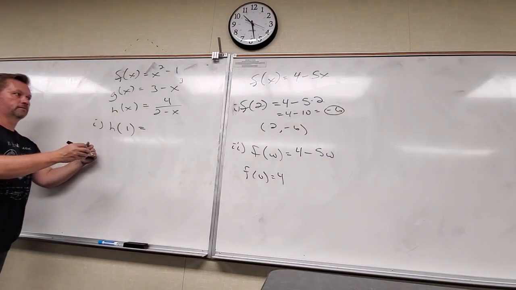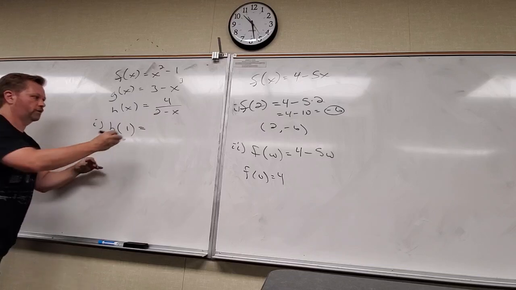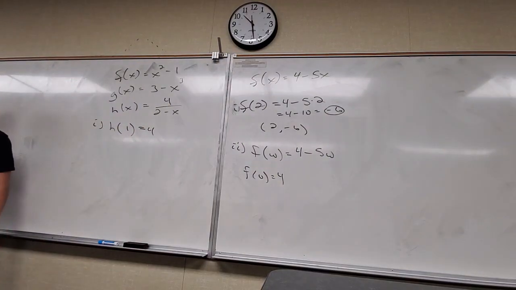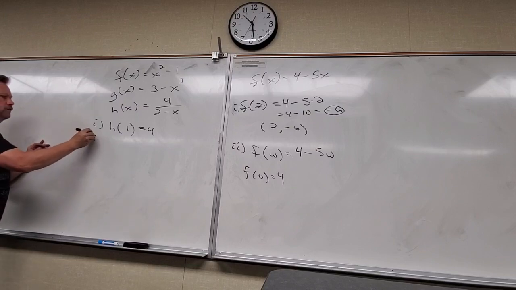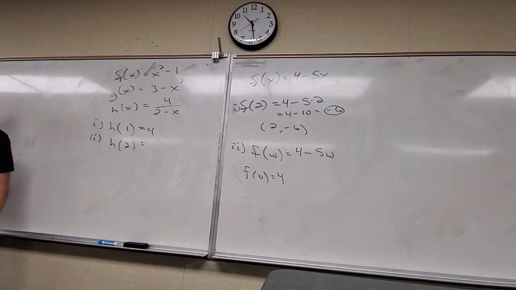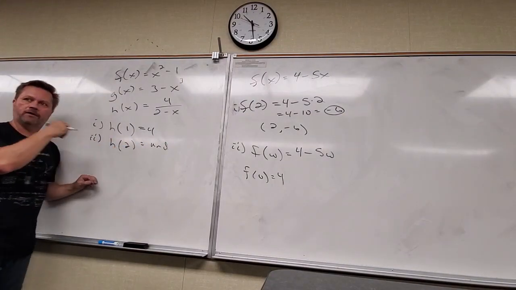4 over 2 minus 1, 4 over 1, 4. What about h of 2? It's no solution. It's not an equation. No solution is the correct answer to an equation. This is undefined. The number this is trying to be is undefined.